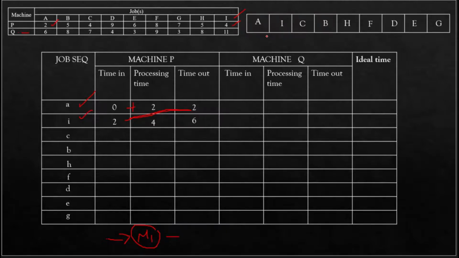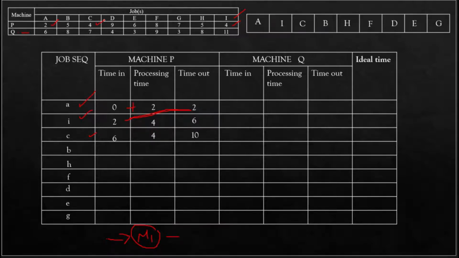If you add 2 plus 4, we'll get 6 hours. The same thing: the out time will become the in time for the next job, and the next job is the C job. The C job's processing time is 4 hours. So 6 plus 4 is 10.